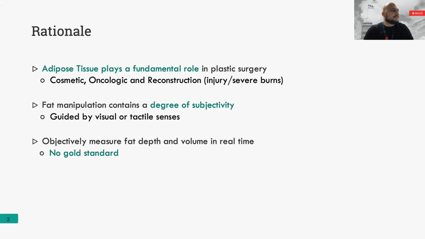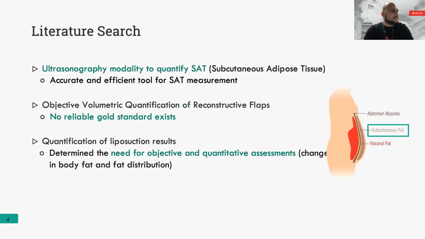There currently exists no reliable gold standard to measure objectively fat depth and volume in real time, and to assess changes in these measures, which are key to accurate manipulation of fat tissue. Surgeons currently estimate the required fat volume for operative procedures by visual and tactile sensation, as I said earlier. With no practical and objective technique for measuring fat volume, there is a gap in the current literature regarding objective measurement procedures that incorporate subcutaneous adipose tissue, also known as SAT volume, in an intraoperative, rapid, dynamic, and cost-efficient approach.